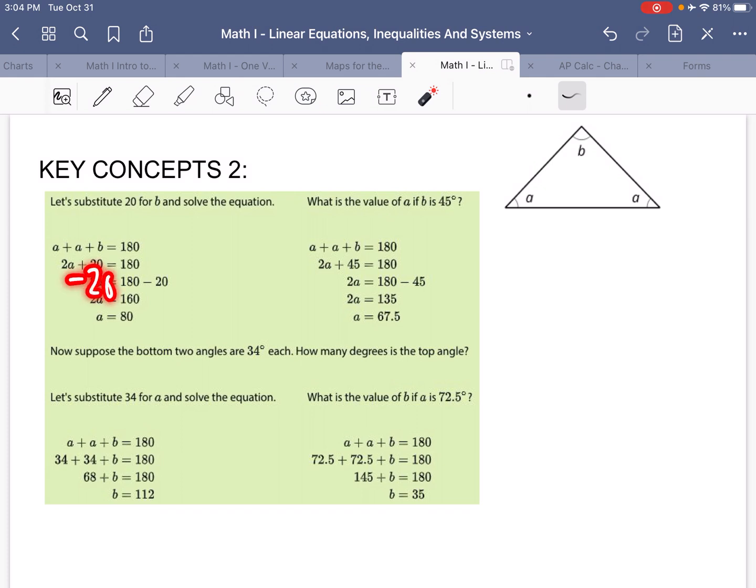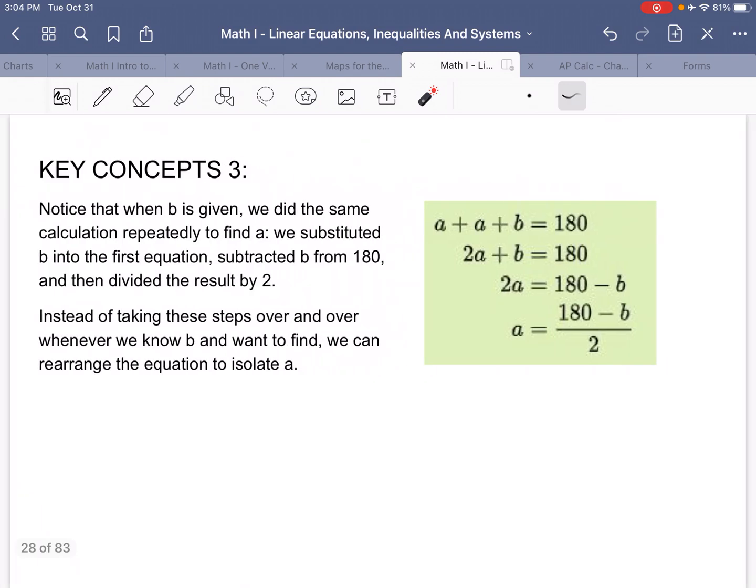Subtract 20 from both sides, which is a move that we can make, and we get 2A equals 160, and then we can divide by 2. Now, we can substitute in any values that we want in any of the places that we want. Now let's say we didn't have a specific B value, but we wanted to know what A was easily if we knew what B was.